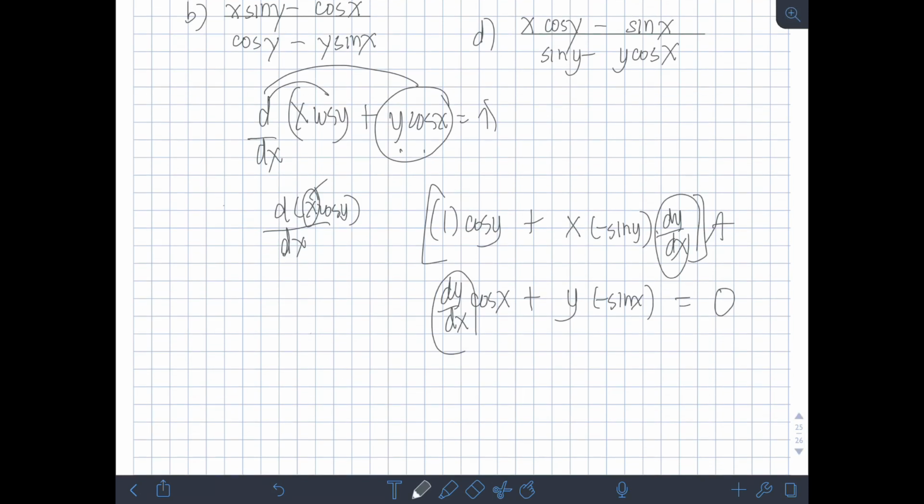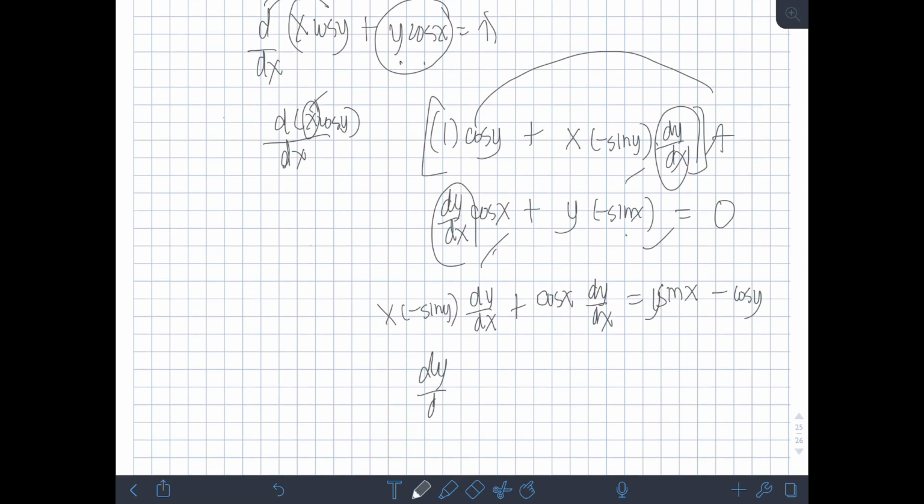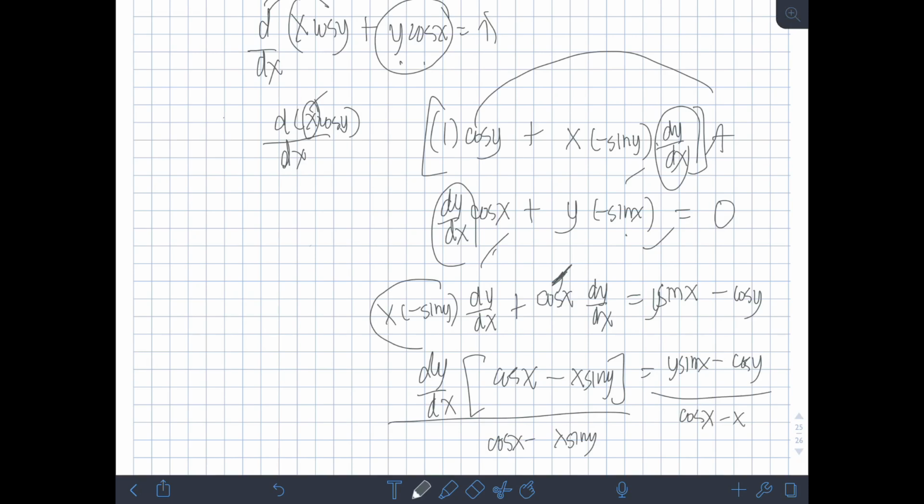So, lahat ng may dy over dx, pagsamahin natin sa left side. So, parang x times negative sin y dy over dx. Tapos ito, plus cos x dy over dx is equal. So, dalawa lang sila. Transpose na natin tong mga to. So, negative sin x y, magiging positive y sin x na siya. And nitong cos y, magiging negative cos y. Tapos, factor out natin tong dy over dx. So, magiging cos x. Inuna ko muna si cos x. Tapos, ito, minus x sin y equals y sin x minus cos y. Tapos, divide natin both sides by cos x minus x sin y para dy over dx na lang yung left side, which is yung hinahanap natin, di ba?